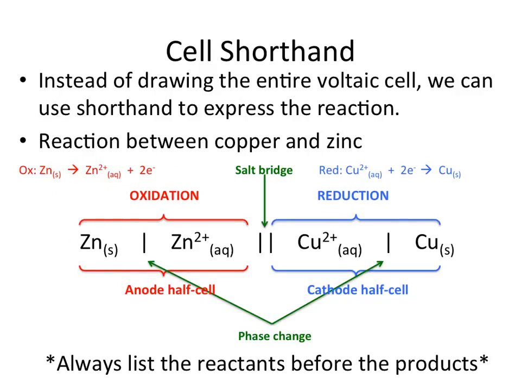So we always put the reactants before the products. In this case, we have our metal here, and we have our aqueous solution there. These little single lines represent a phase change. This is solid, this is aqueous, so they're different phases, so we separate that using a line. Same thing with this. Here are our reactants, and these are our products, which is why we say always put the reactants before the products. And we always put our oxidation on the left and our reduction on the right. This little double line here represents the salt bridge. It's not important to actually show what the salt bridge is, just that there was one there.